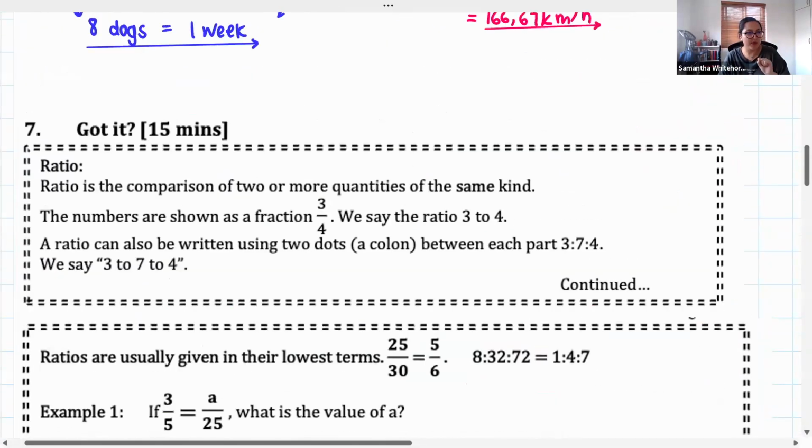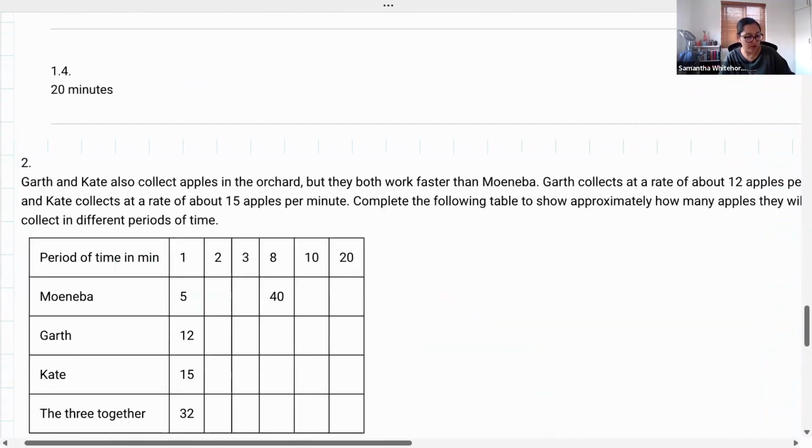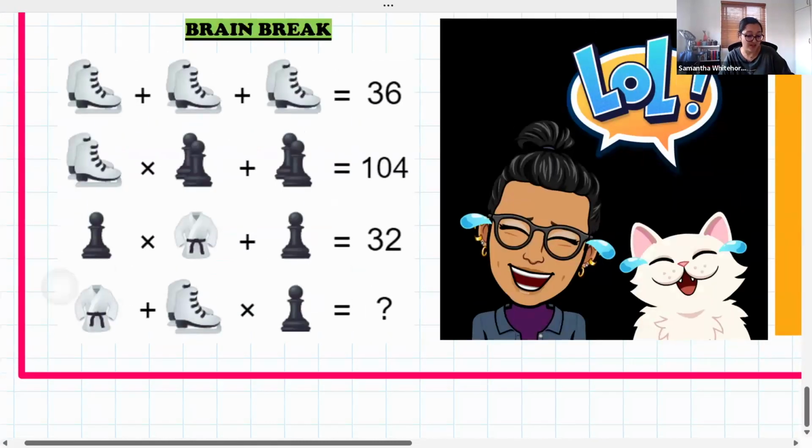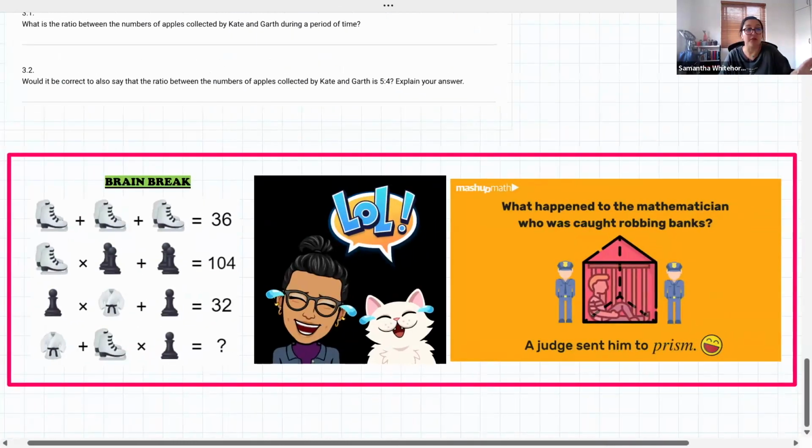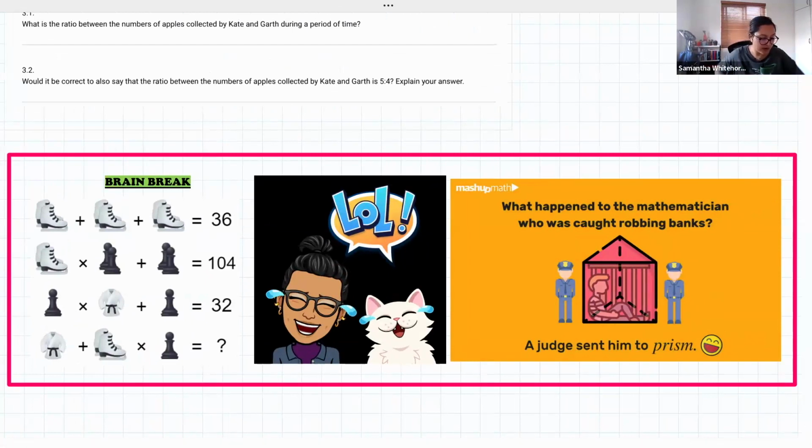All right, so I think before we get into the ratio idea, let's take a little brain break. So this is a brain break I used to do with my grade 8s. You might like it, you might not like it. We'll see what happens. But either way, take a little break. What we want to do for our brain break is figure out what the ice skates, the chess pieces, and the gown are worth in order to make these equations true. All right, so give it a try. Let's see what you come up with. It's a little maths brain break.